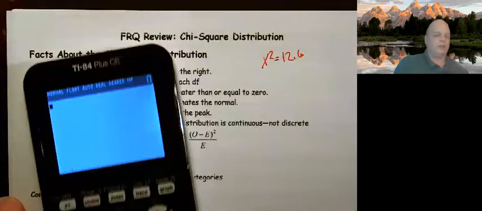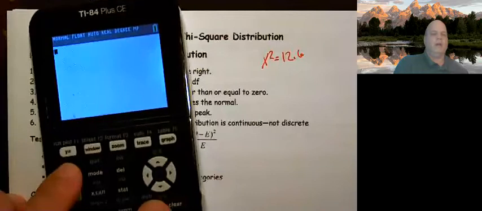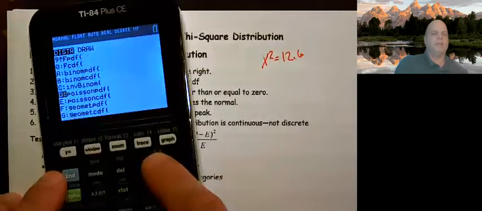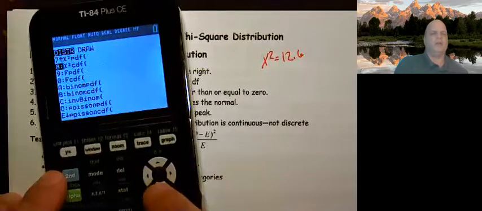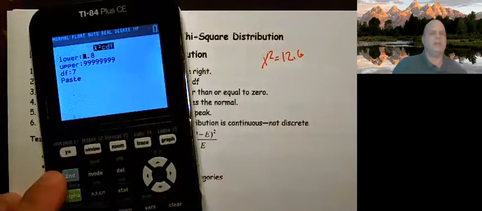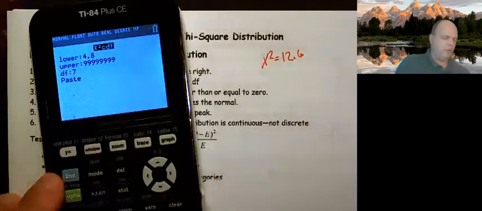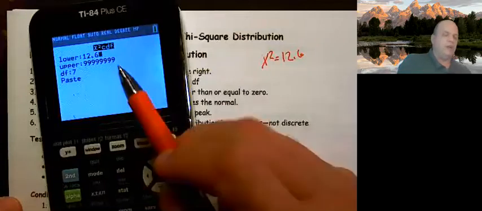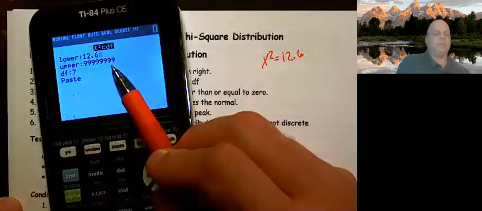You can go second, vars, scroll all the way down. I'm not even seeing it. There it is, chi-squared CDF, it's number 8. And I said I had a 12.6. All right. And then it's always going to go to infinity because it's skewed to the right, positive.